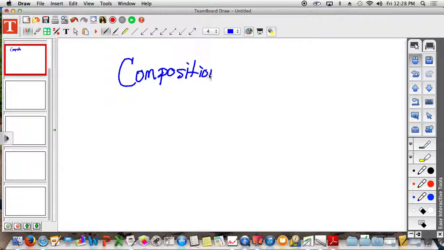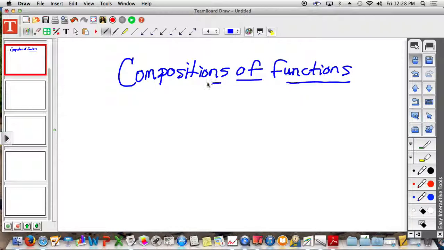Composition of functions. And all that this means is that you are finding the value of a function within a function. And the hardest part about this is getting used to the notation, because the notation is something that you've never seen before. First of all, compositions are written like this.